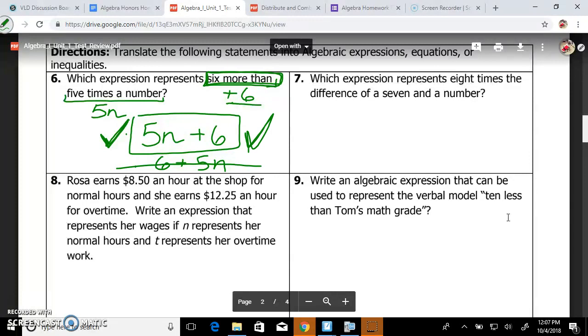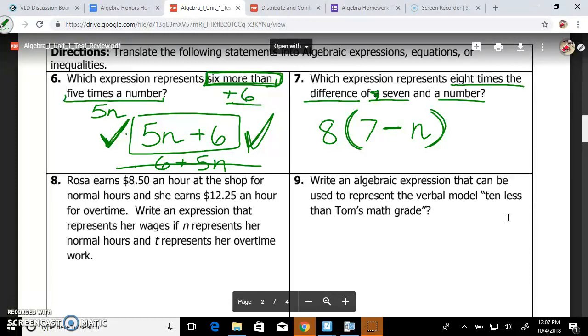Which expression represents 8 times the difference of 7 and a number. It's probably just supposed to say of 7 and a number. So let's just check this. Represents 8 times the difference, so 8 times, so that's where we're going to have the quantity, the difference of 7 and a number. And we would leave it just like that. You could always use x instead of n or any variable.